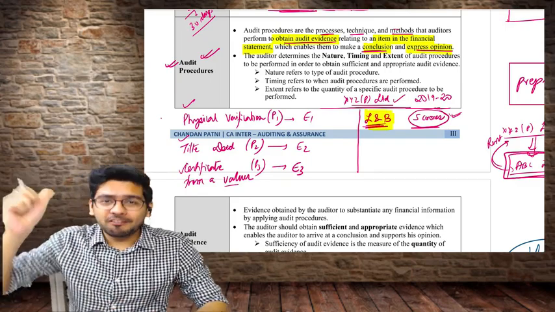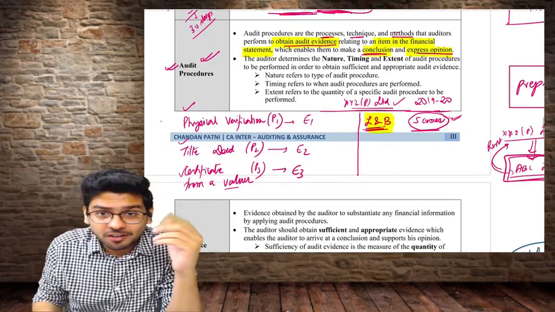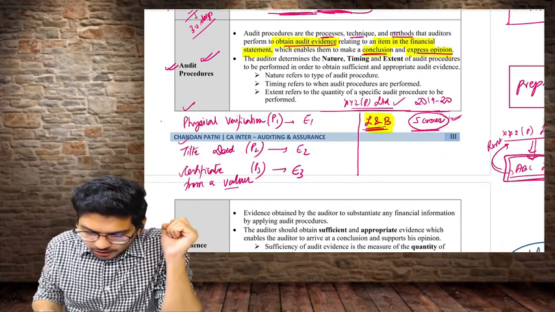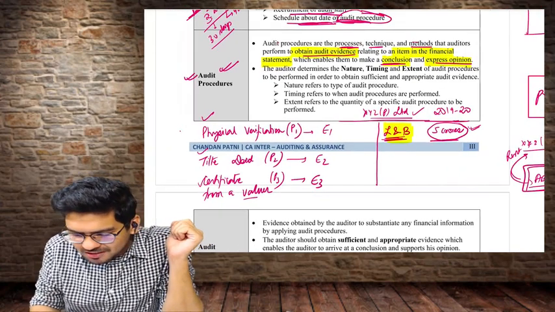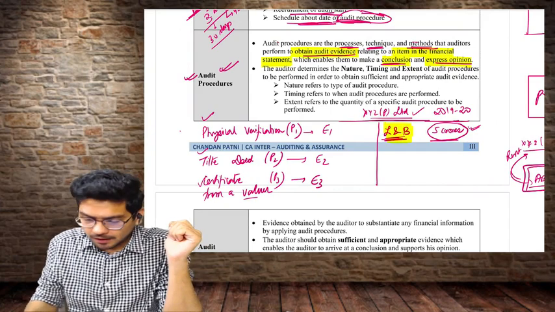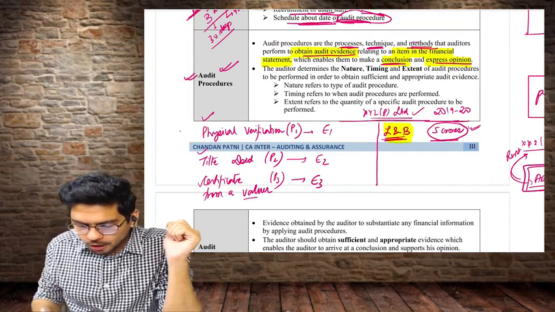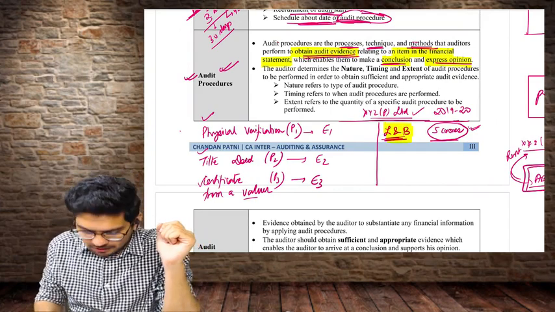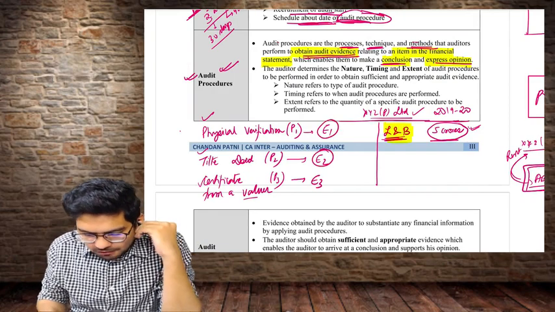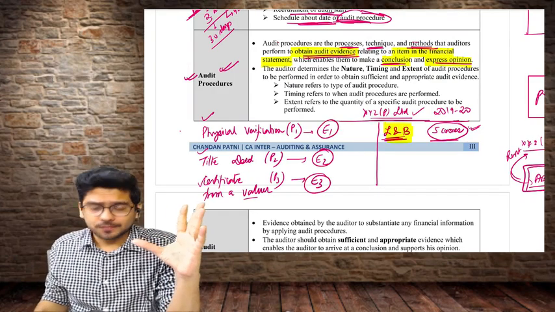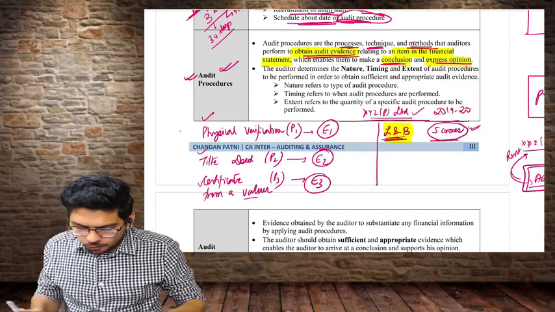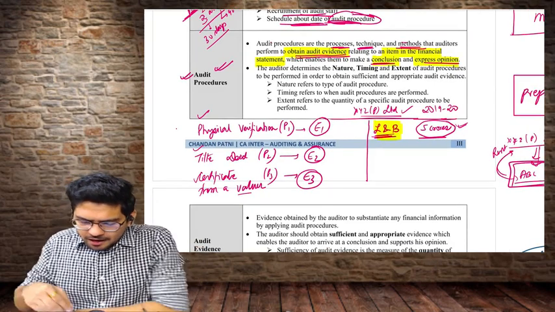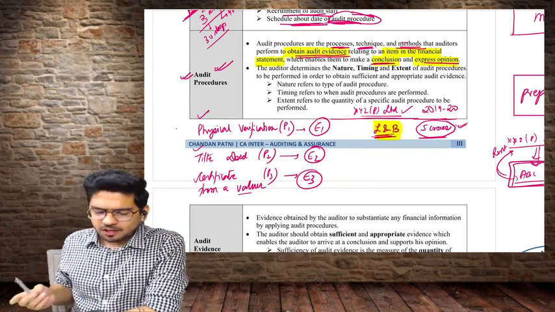So the auditor applies audit procedure to obtain what? To obtain audit evidence. Now let's read the definition again. Audit procedures are the processes, techniques and methods that the auditors perform to obtain audit evidence. See, we have obtained audit evidence or not. E1, E2 and E3 are audit evidence, right? Yes, I have got 3 evidence here by applying 3 procedures.